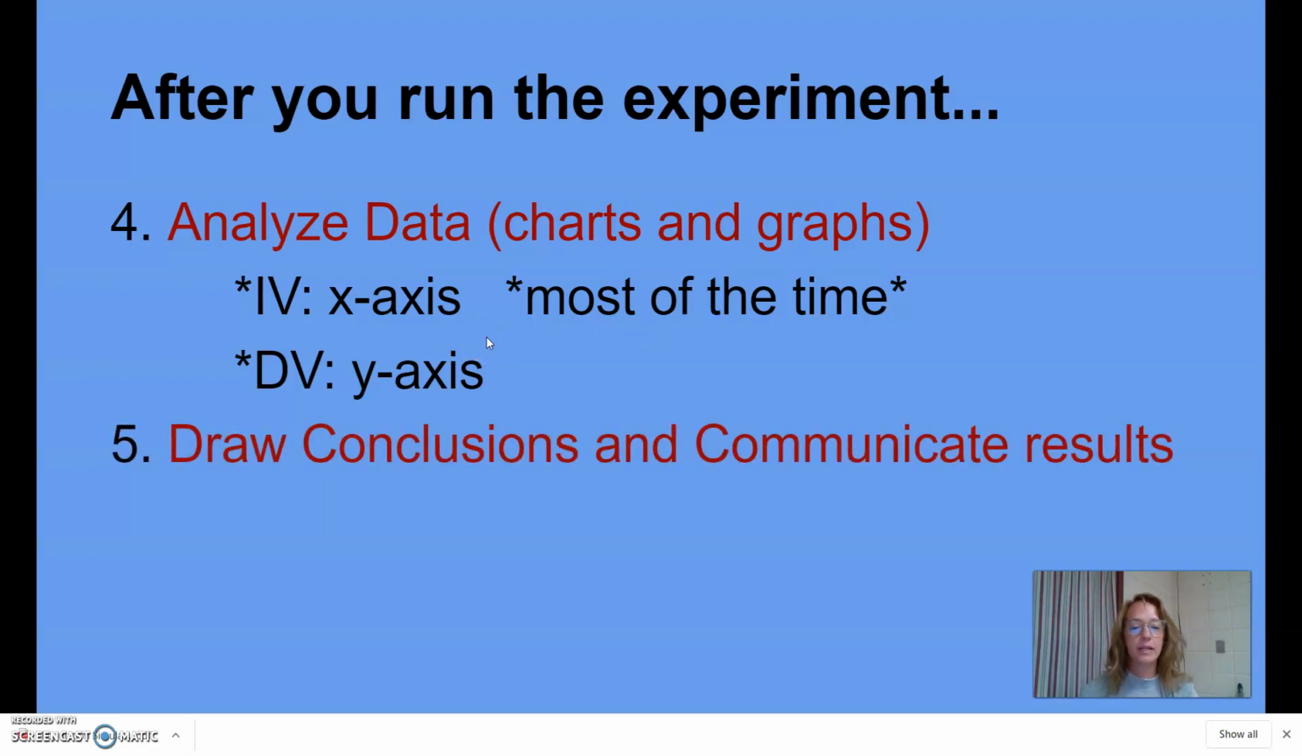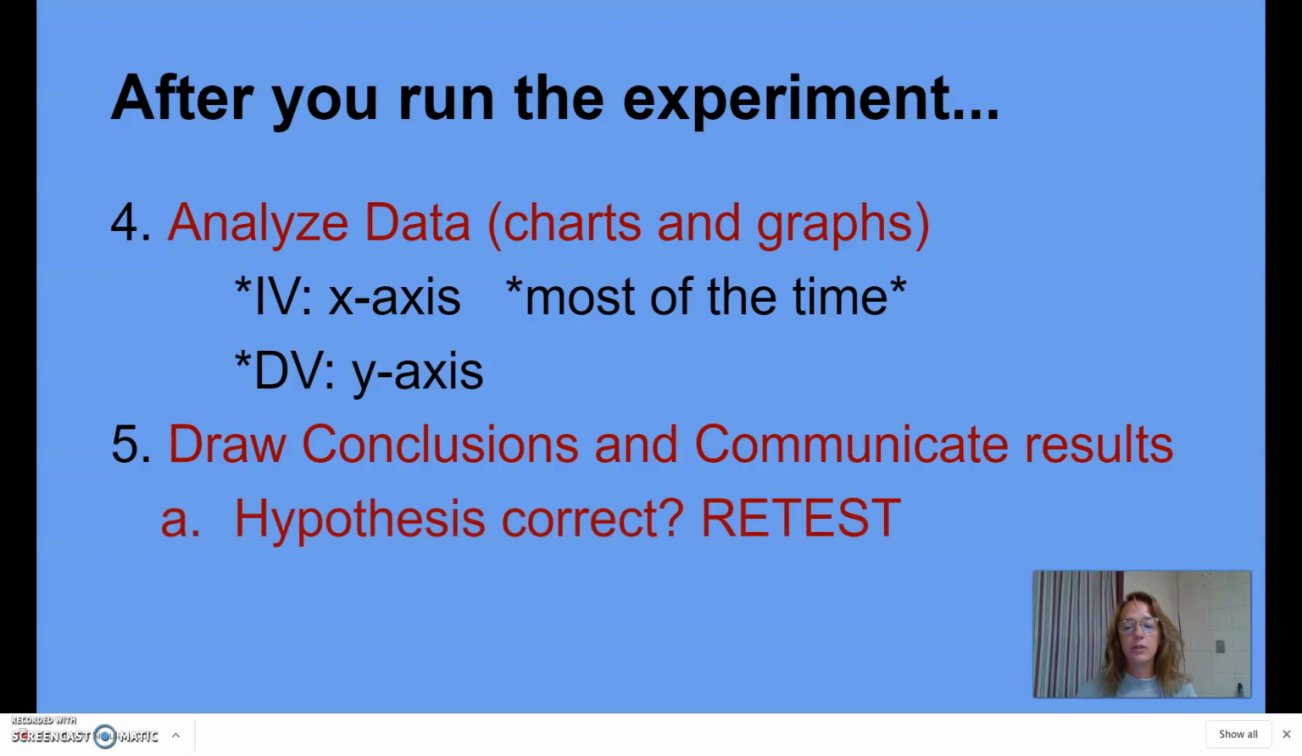All right, at the very, very end, super important, you draw a conclusion, but real scientists communicate results. And this is where we write our lab report. So in order to truly do a scientific method, you are also writing a lab report, which, lucky you, is what we're going to do at the beginning of the year here. All right, in your conclusion, you need to say if your hypothesis was correct.